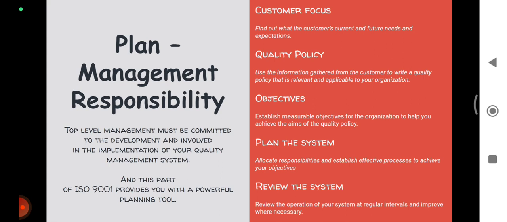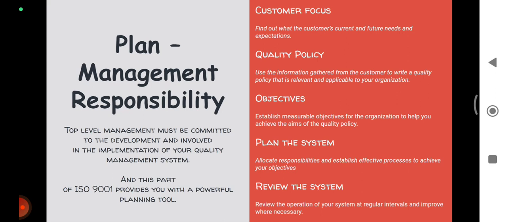So how do you plan? You plan first of all by finding out what the current and future needs of your customers are, and their expectations. What do they need today and tomorrow? And then from those customer needs and expectations, these are the customer requirements. What do they need from you? Is it on-time and accurate deliveries? Is it durable products? Is it the taste? Is it the color? Whatever.